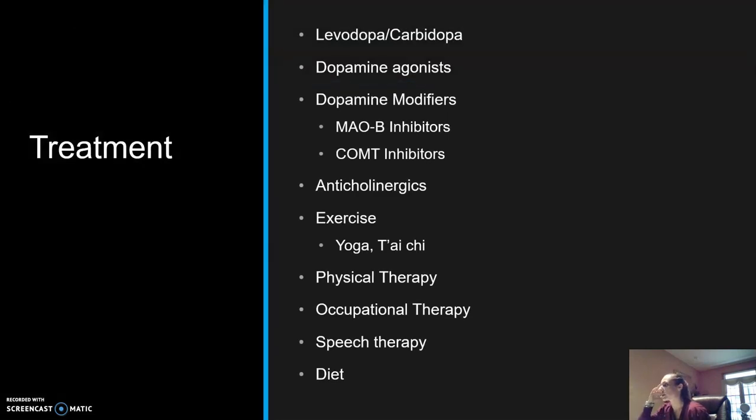So treatment for this, our go-to is going to be carbidopa-levodopa. Levodopa is a naturally occurring chemical that converts to dopamine in the brain. This is something that we usually wait until they're later on in the disease process because it has a wearing off effect. So we don't want to give it early and then it wears off, and then when their symptoms are very severe, we don't have anything to give them.